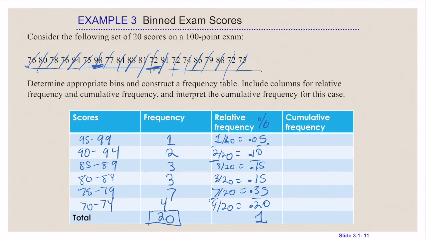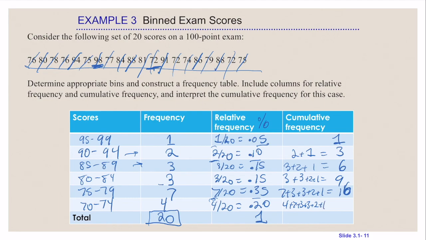Again, for the cumulative frequency, we're going to take the value of each row and the rows above it. So in this first row, we have 1. This next row, we've got 2, so it'd be 2 plus 1, which is 3. This next row, we have 3, so we have 3 plus 2 plus 1. Remember, I'm taking the sum of everything above it, which is 6. Then I have 3 plus 3 plus 2 plus 1, which is 9. Then I've got 7 plus 3 plus 3 plus 2 plus 1, which is 16. And then I've got 4 plus 7 plus 3 plus 3 plus 2 plus 1, which equals 20.